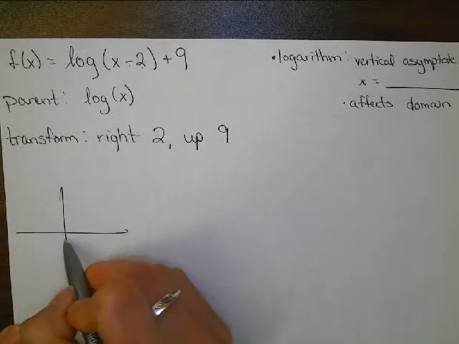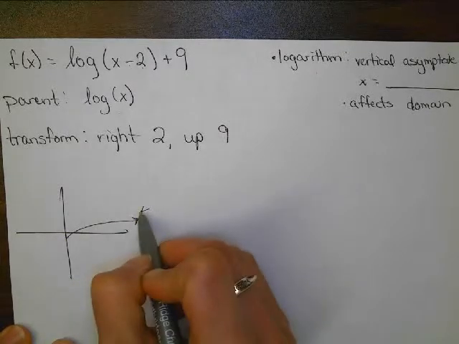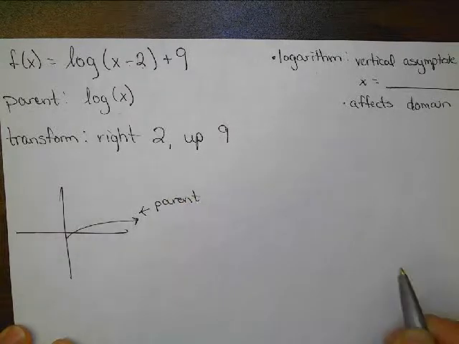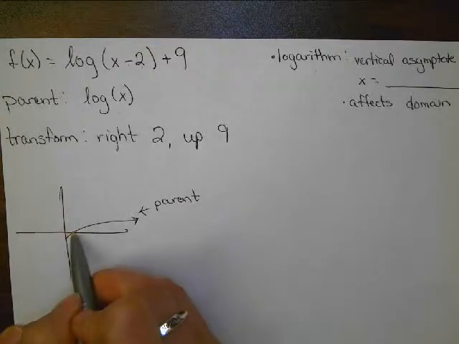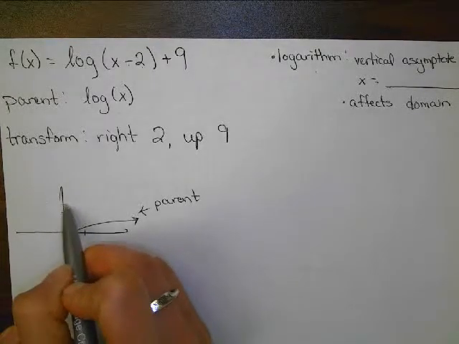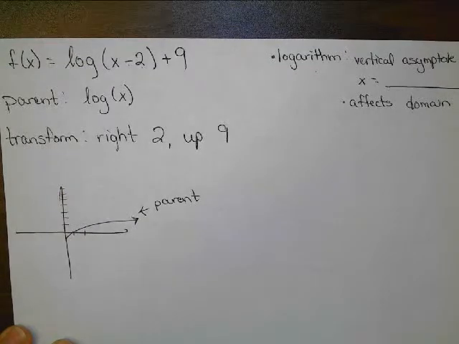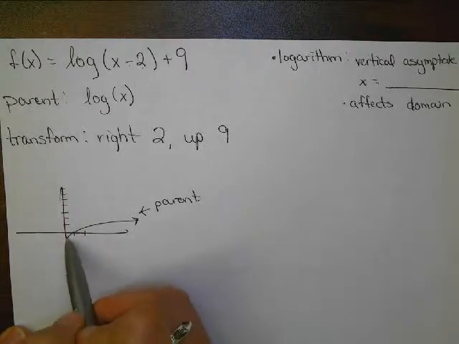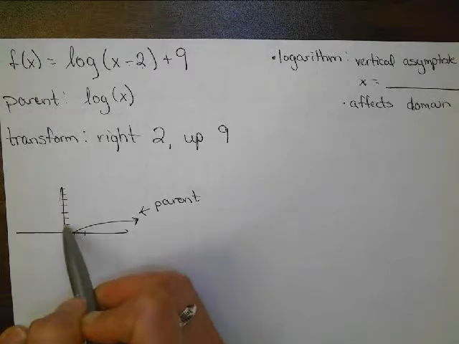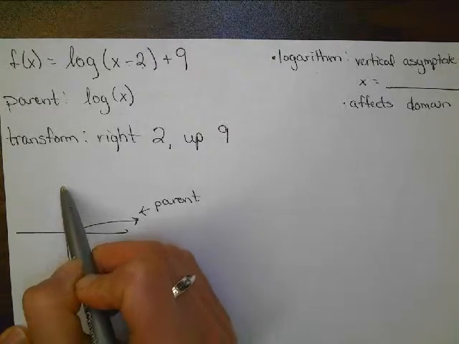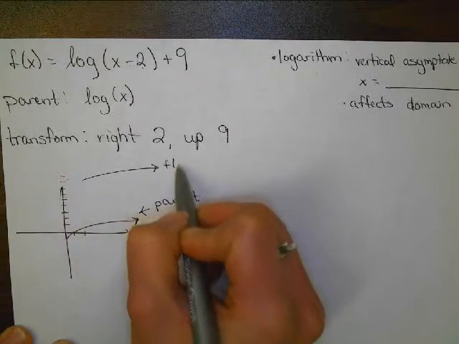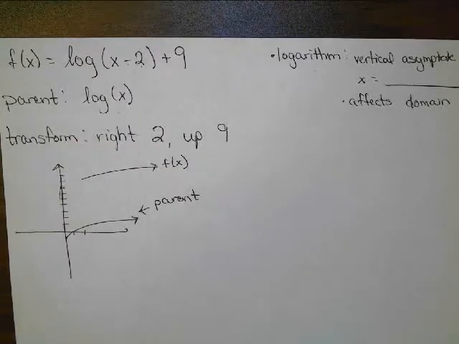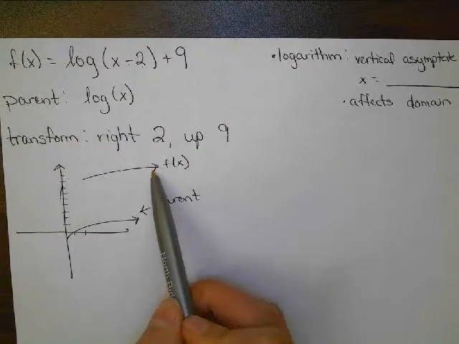If you know what your logarithmic parent function looks like, then that helps. It should look like this. And since I moved right 2 and I go up 9, that means I have to go over 2 here. And if you remember from a logarithm, we actually start down slightly a little below 0. So I'm going to move up almost 9, but not quite. Not that that really matters. Alright, so here's my f of x, my transformed function.